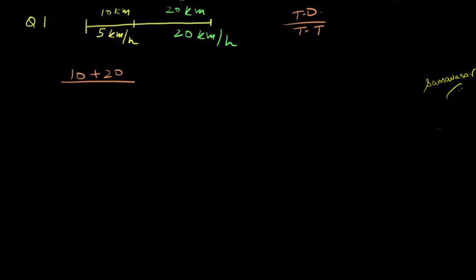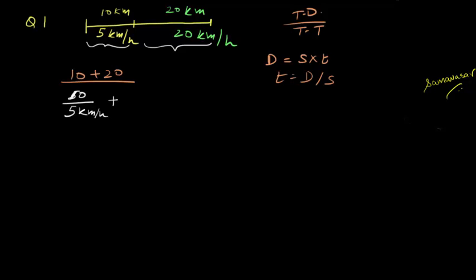For the time, as you know, distance is equal to speed into time, so time is equal to distance divided by speed. But I need to take this portion separately and this portion separately, because the distance is different and the speed is different, there is nothing common. So what is the time taken for the first part? It is the distance, 10 kilometers, divided by the speed, 5 kilometers per hour. This is time t1. Then what is my time t2?